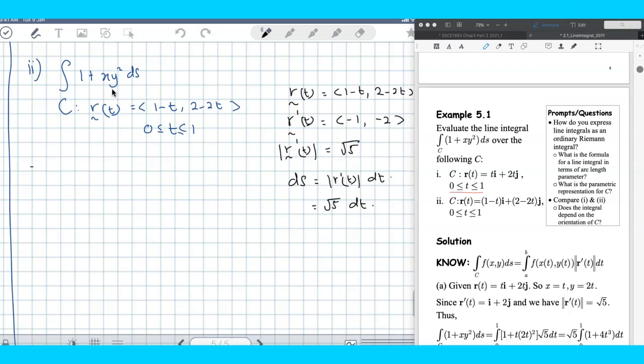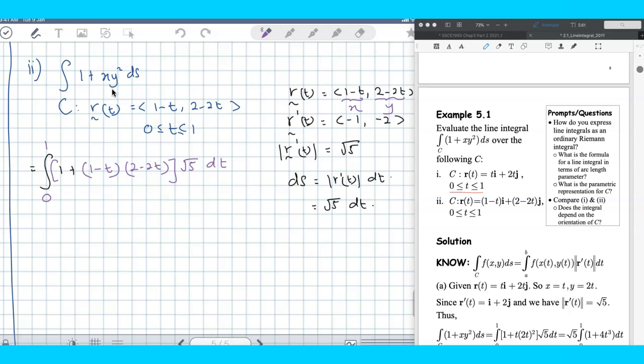So now we can convert. In this case, you have to replace everything in terms of t. So this is your x, and this is your y. So x is 1 minus t, and then your y squared is 2 minus 2t squared, and your ds is square root 5 dt, t from 0 to 1.